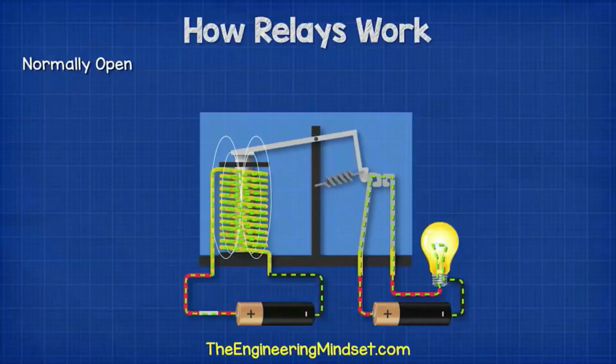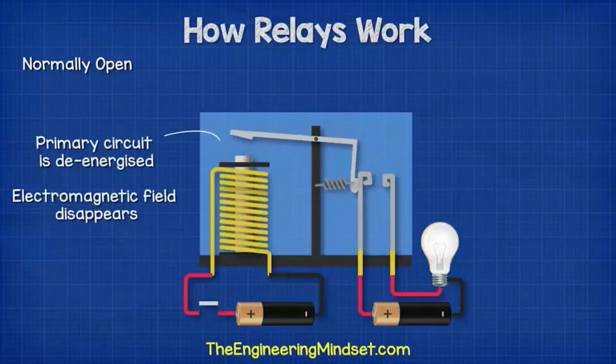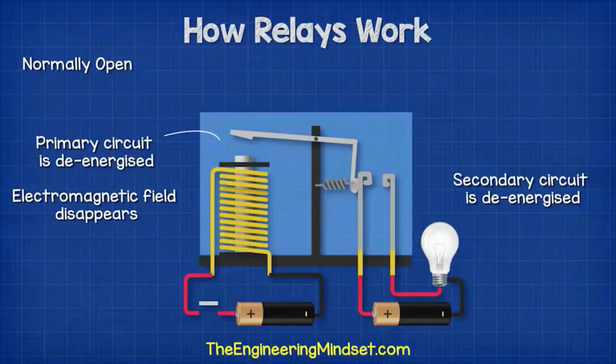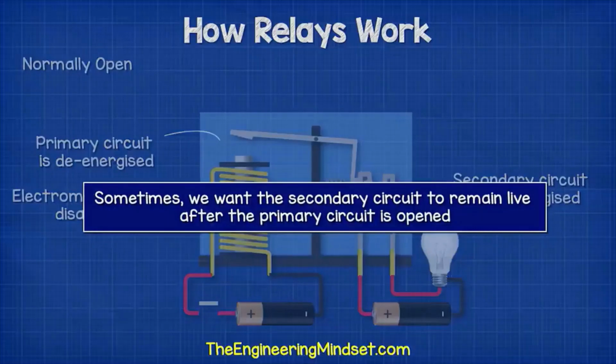In a standard normally open relay, once the primary circuit is de-energized, the electromagnetic field disappears and the spring pulls the contactor back to its original position. But sometimes we want the secondary circuit to remain live after the primary circuit is reopened. For that, we can use a latching relay.